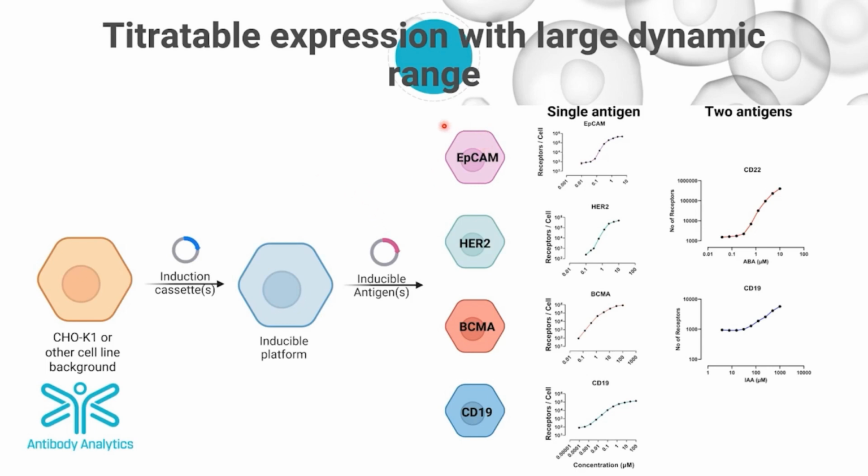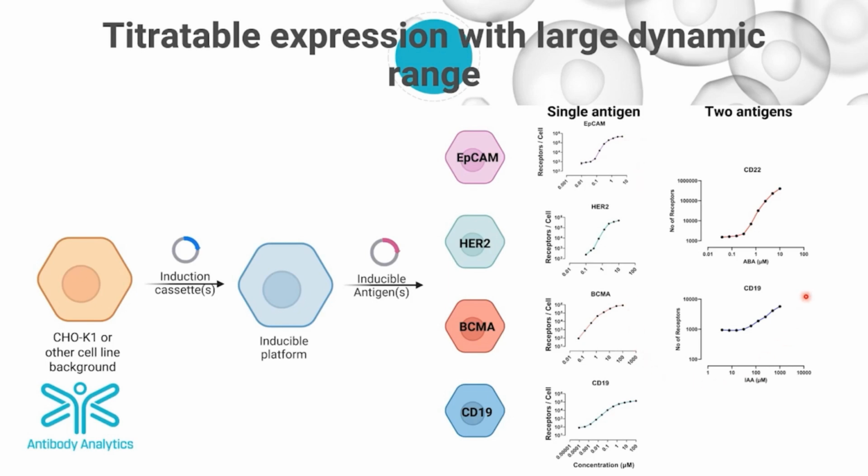To exemplify the system, we chose a number of target antigens which we believe are industry relevant, so EpCAM, HER2, BCMA, and CD19. And you can see here in these graphs that we're able to control the expression of these target antigens over a wide expression range. The pattern of expression is different for each of them, but we believe that this is most likely due to both differences in size of the receptors and also receptor recycling kinetics.